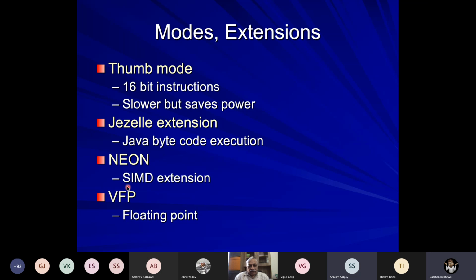Neon extension is for SIMD operation, that is single instruction, multiple data. So same operation you do over several pieces of data. For example, if you are adding two vectors, you want to add A1 plus B1, A2 plus B2, and so on. From, let's say, two vectors, you may take multiple elements and then add them together, or perform some such operation on multiple elements of the vector. VFP is for floating point. So floating point is not part of the basic ARM instruction set, but it's an add-on.